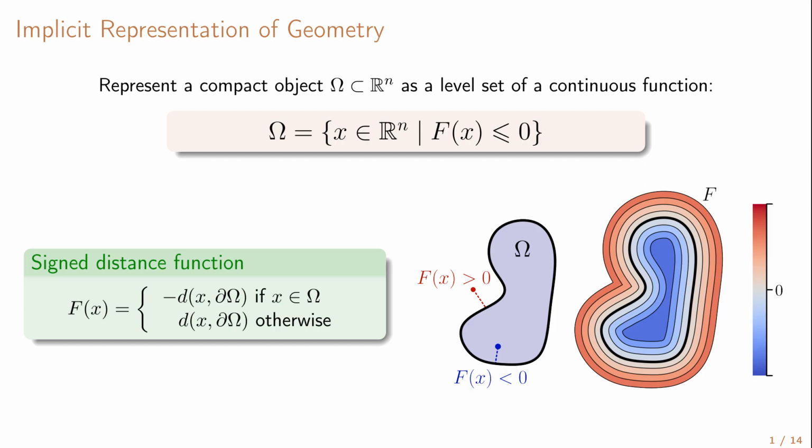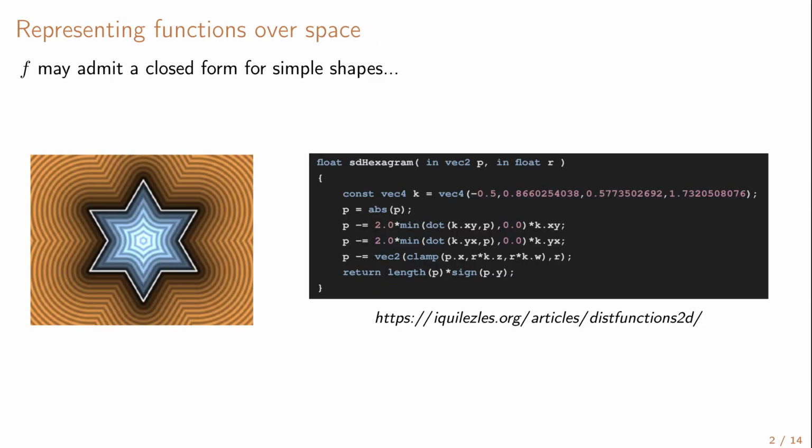Since I am a computer scientist, the first question that comes to my mind is how one could compute such a distance function given an arbitrary object. If the object is simple enough, and for a collection of simple shapes, there exist closed-form solutions to compute this signed distance function in just a few lines of code, but that quickly reaches its limit when the shape becomes more complicated.